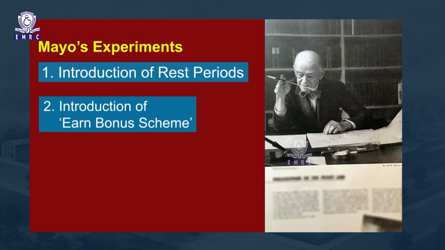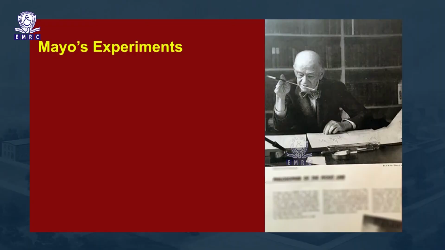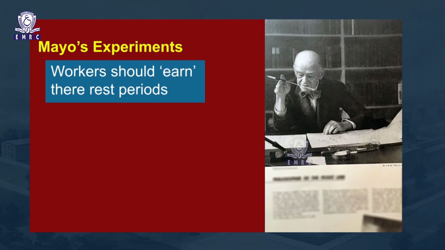Introduction of the earned bonus scheme. Under this scheme, if the workers produced more than a certain percentage, they would earn a bonus. These two schemes made the workers happy, but very soon these new schemes faced problems as the supervisors were not under these two schemes, so they never liked the workers enjoying rest periods. Therefore, they suggested that workers should earn their rest periods. This new system was launched.